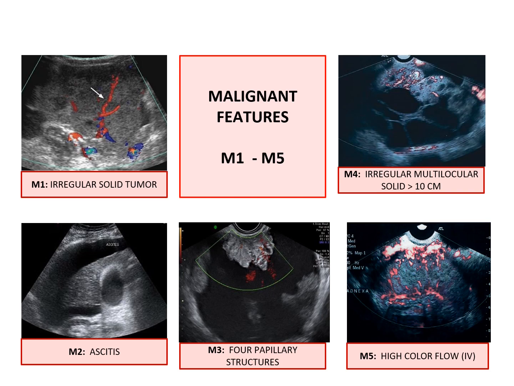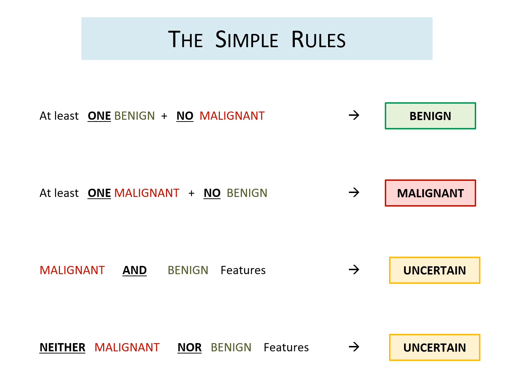M4 is an irregular multilocular solid more than 10 centimeters. And M5 is when you have high color flow. So this is how we use the simple rules.